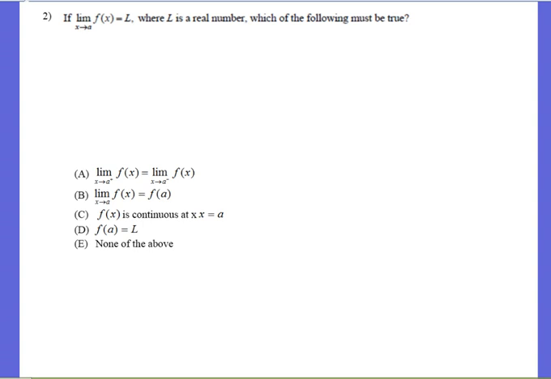Alright, number 2. If the limit as x goes to a equals a number, what has to be true? Well, this is easy. Has to be a because it's the definition. The definition states that if the left side and the right side limits are the same, then the limit itself will exist. Why does B not work?